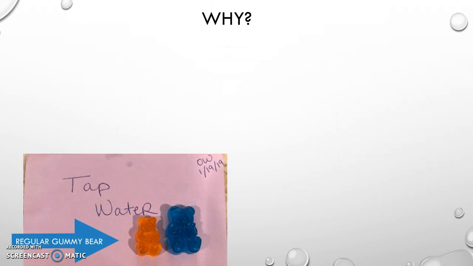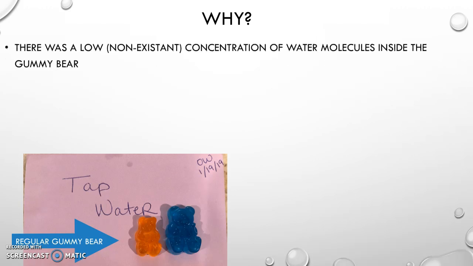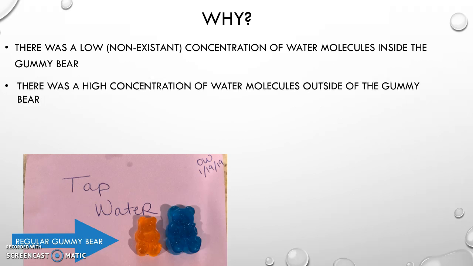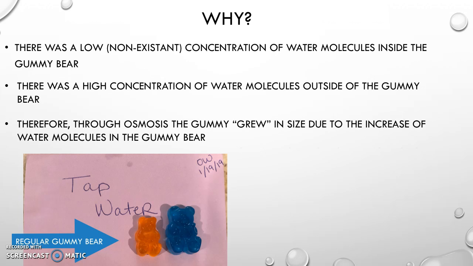Similarly, this is what happened when the gummy bear was placed into the tap water. There was a low or non-existent concentration of water molecules inside the gummy bear, and there was a high concentration of water molecules outside of the gummy bear. Therefore, through osmosis, the gummy bear grew in size due to the increase of water molecules in the gummy bear.